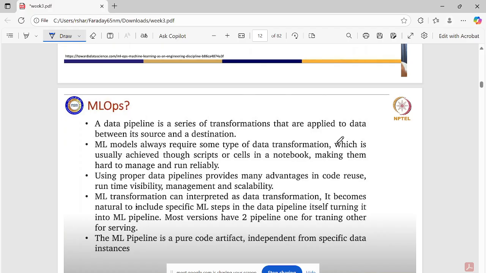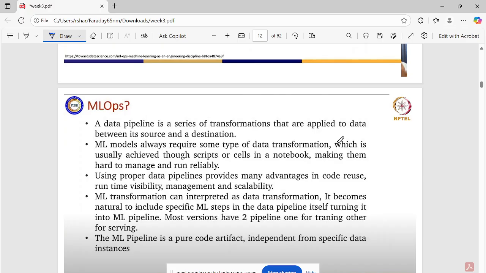So there will be a data pipeline, a machine learning pipeline. So a pipeline is a series of transformations that are applied to the data between its source and destination. So we give our data as an input to one of the sequence of modules through which the data has to pass. It has to come to the destination. So in between, whatever that pipeline is basically becomes a data pipeline.